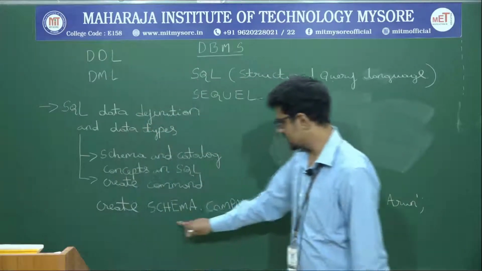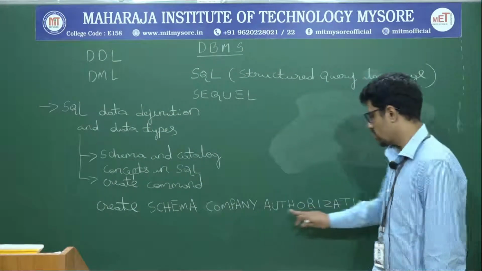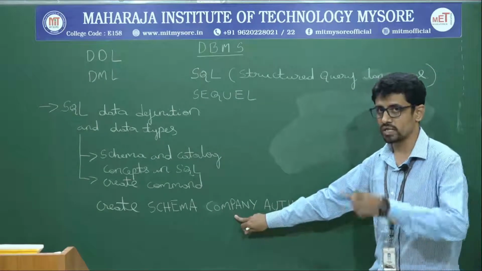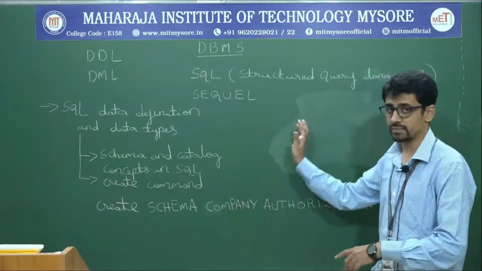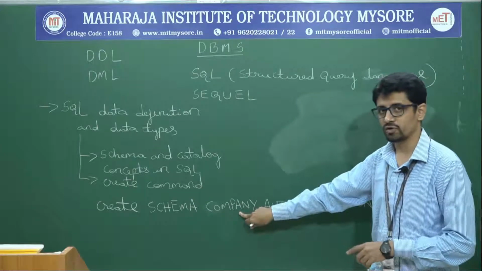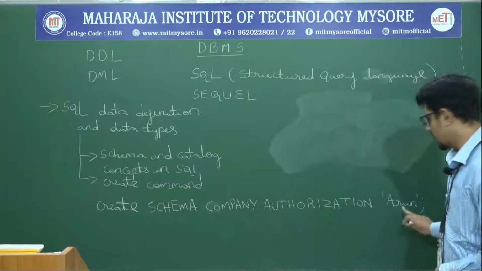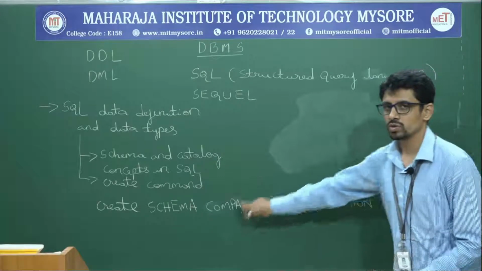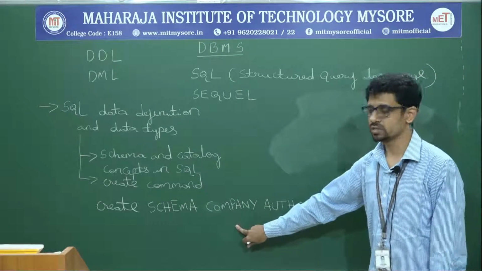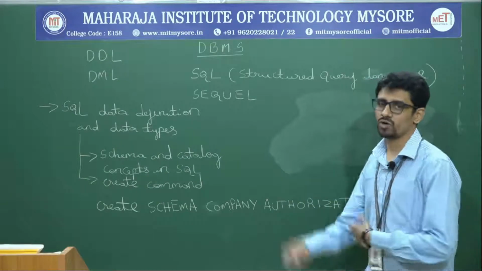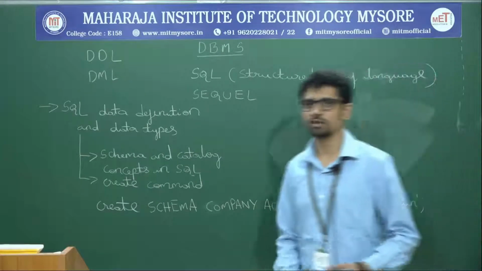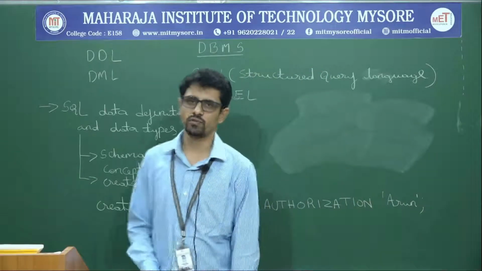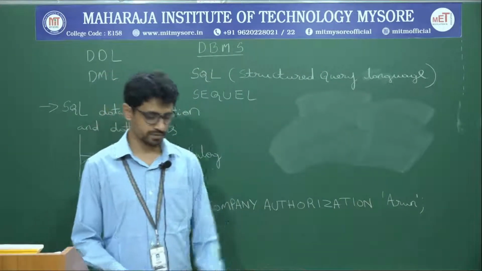So create schema company, authorization is a keyword, and this is the name of a schema or a name of a database. Just now I took an example of a college, the same way I have an example of a company here. And Arun, I have called him a name who is authorized to perform operations on this company, or perform modification, changes, add and deletion. All the operations can be performed by this person. So this is a general example of what exactly a schema is.